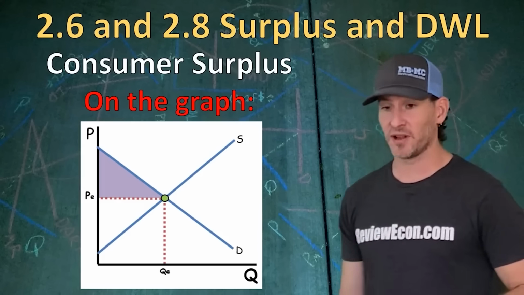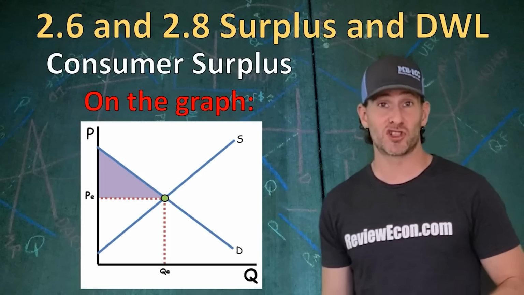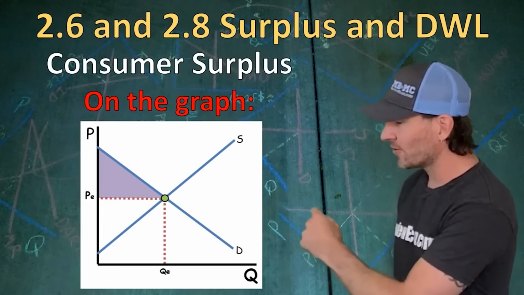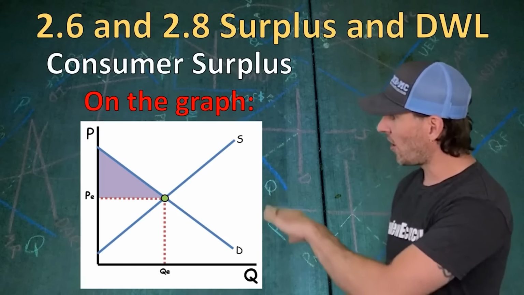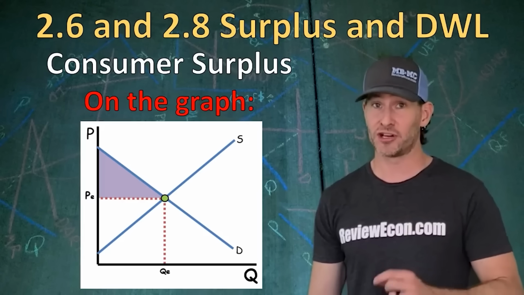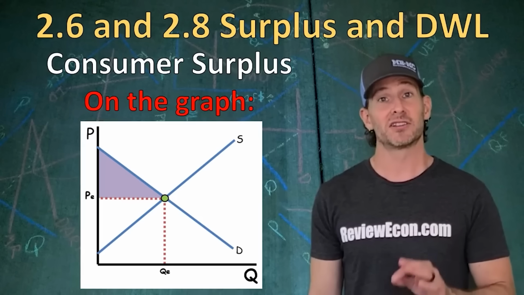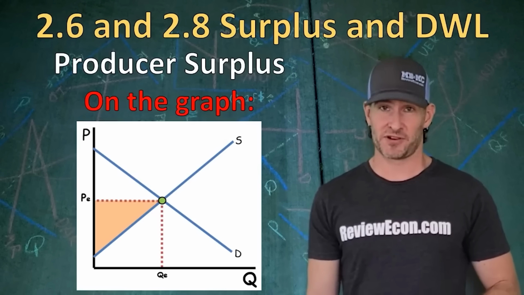For consumer surplus, you find the equilibrium price in this case, or the price that consumers are paying. You go out until you hit the quantity that consumers are getting, and you go all the way up until you hit that demand curve. In this case, it's a triangle there, and you could calculate the area of the triangle to determine the amount of consumer surplus. On the flip side, we have the producer surplus.